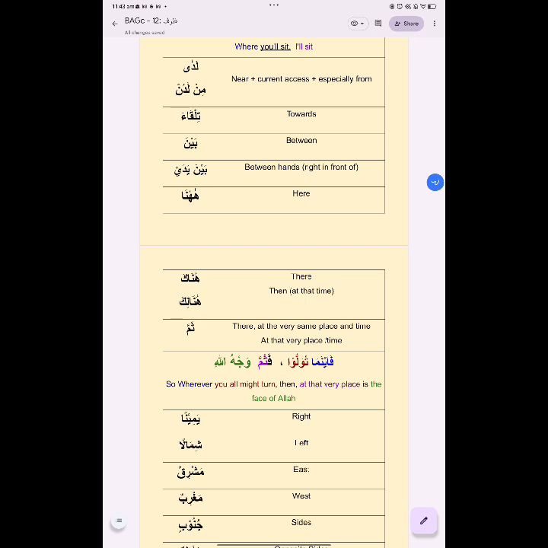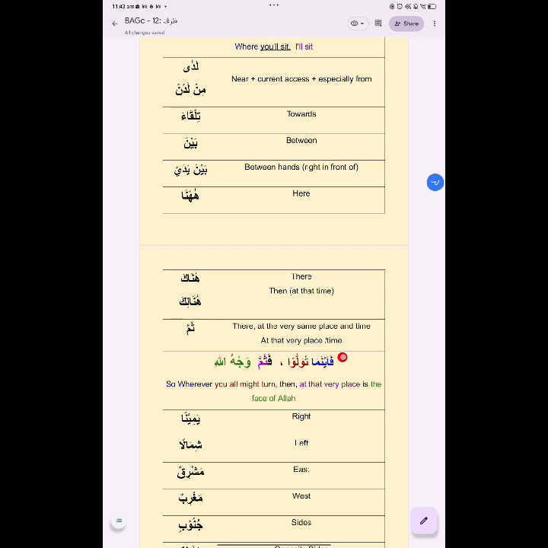Then you've got the word tilqa, which means towards. Bayna means between. Bayna yaday means between the hands, meaning right in front of. Huna means here. Hunaka is there. Hunalika, then or at that time. Thamma means there, or at the very same place and time.